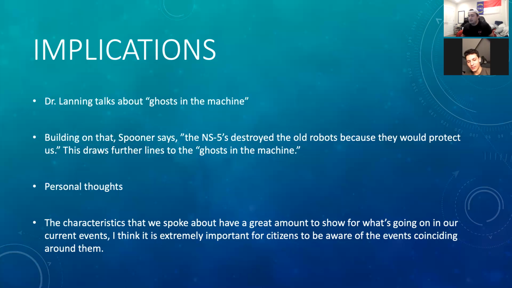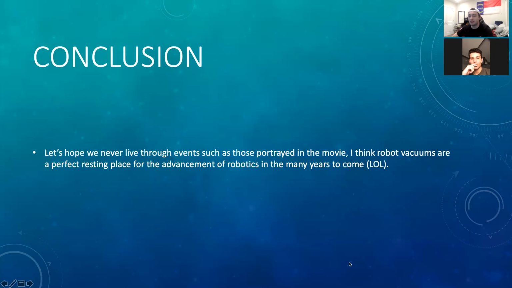So anyway, the characteristics that we spoke about have a great amount to show for what's going on and what could go on in the future. And I think it's just important for all of us as citizens to be aware of the events that coincide around us. Just be aware, honestly. But yeah, implications, conclusion, not really too much of a conclusion. I feel like we kind of slowed down and wrapped up pretty well. But my parting thought is that I hope we never live through events such as those portrayed in the movie. And personally, I think we're chilling with robot vacuums. I think that's all we need for at least 50 years.